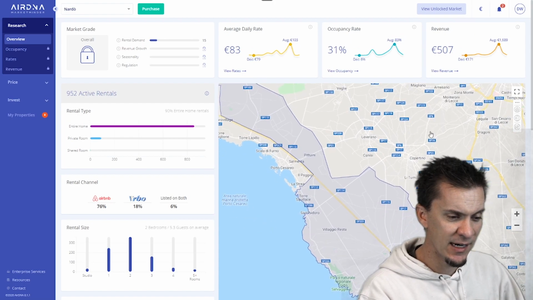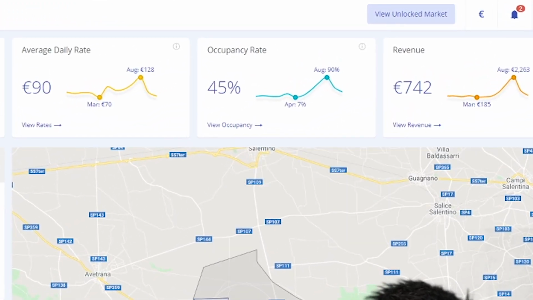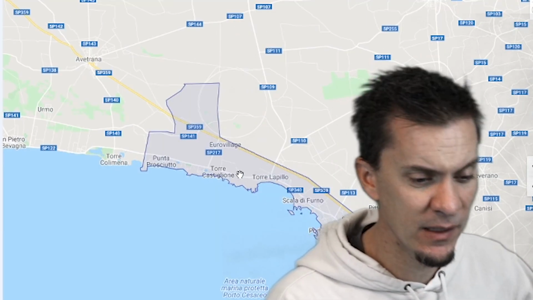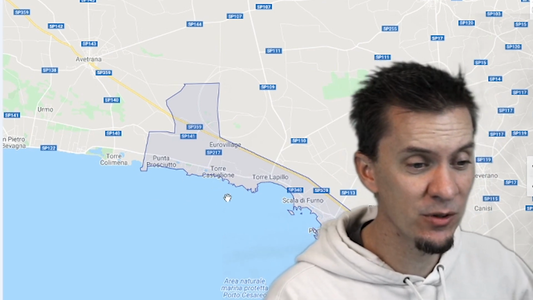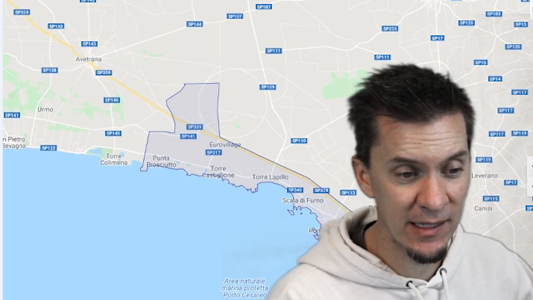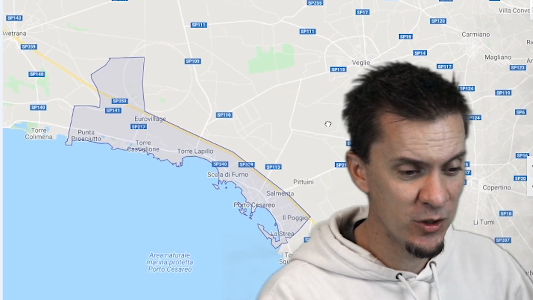It looks like the Adriatic side is a little bit better regarding the occupancy rate. Here's a higher occupancy rate and a higher revenue. This is Porto Cesario, Torre del Pilo, Torre Castiglione, Punto Prosciutto. These are beautiful areas with a higher average daily rate. So far, this is looking like the better option to choose.